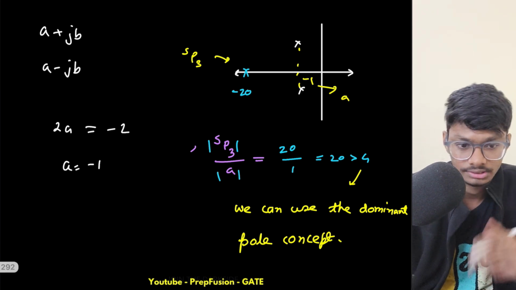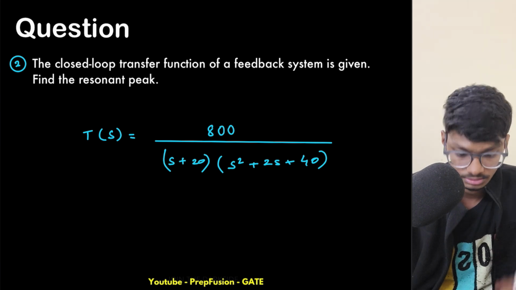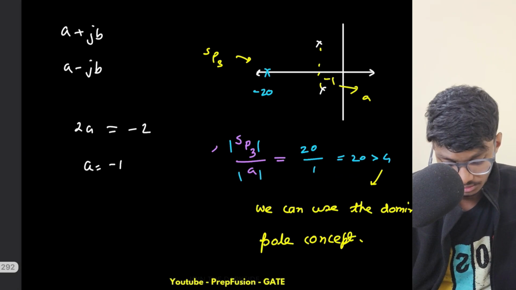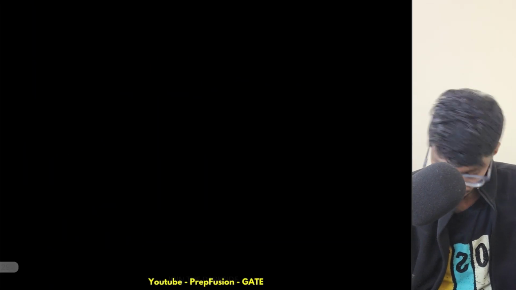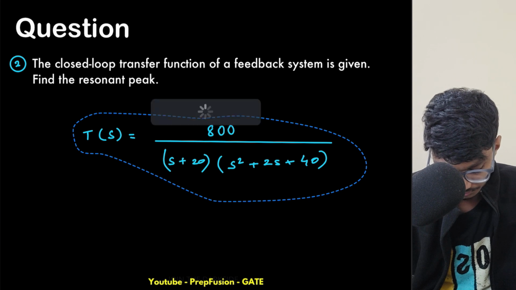Now what is the other thing that we need to take care of? The other thing we need to take care of is that we have to approximate it into a second order transfer function. So what is my transfer function currently? My transfer function currently is this.